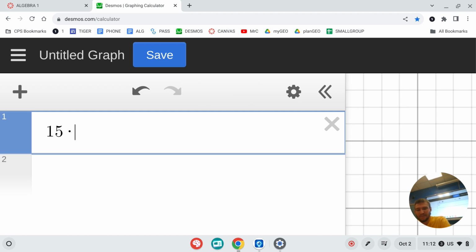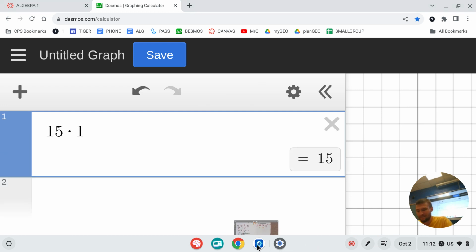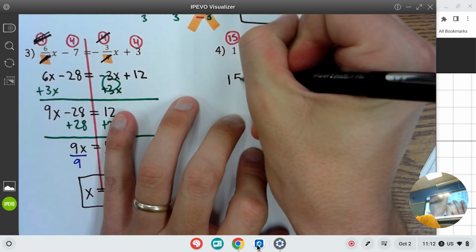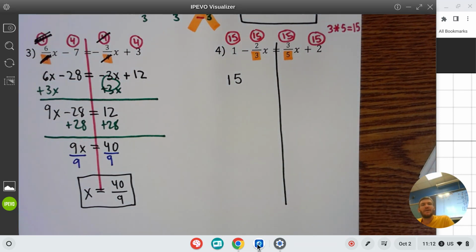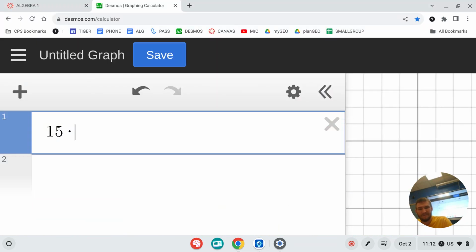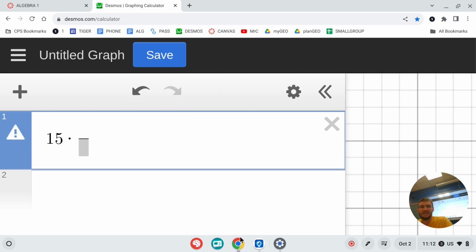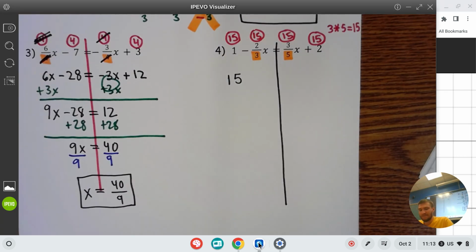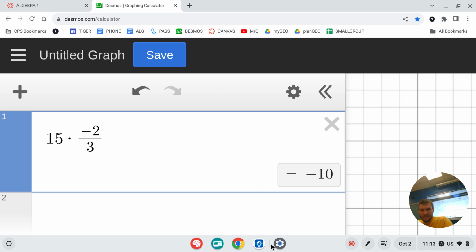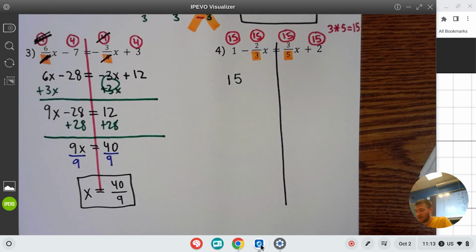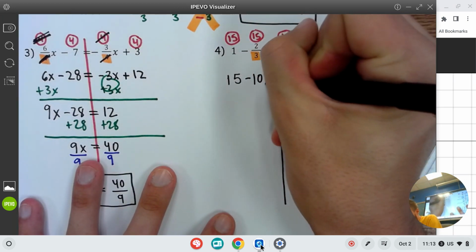15 times 1 is obviously 15. That's easy. Now what about this next one? Into Desmos, 15 times divide. Please stop talking, you guys. We're getting there. 15 times divide. We've got negative 2 over 3. And so we've got negative 10. All right. Negative 10x.